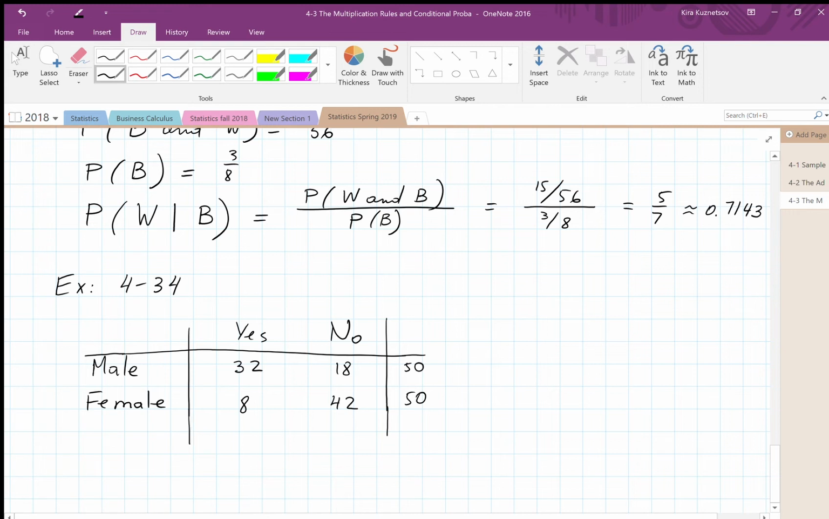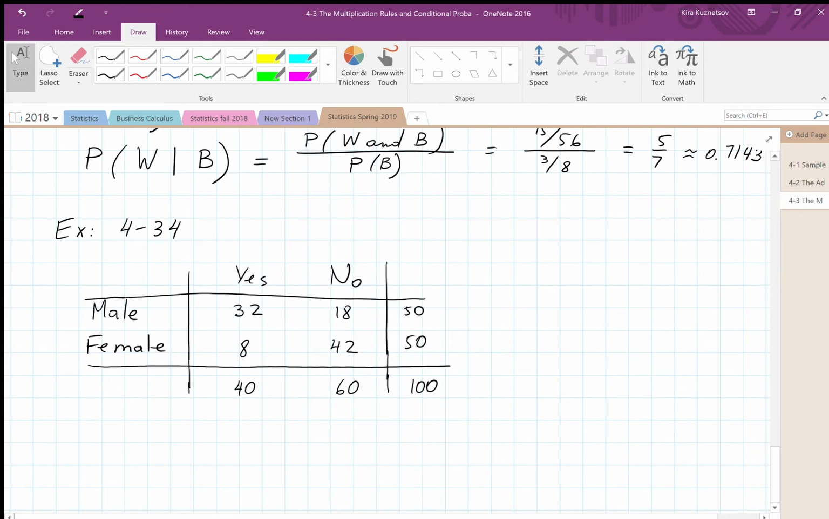Now what you want to do is you want to continue this two-way table and get the other totals. That means that 40 people said yes and 60 people said no, for the total of 100. Notice, if you add up the rows, 50 plus 50 is 100. If you add up the columns, 40 plus 60 is 100. So this grand total is represented right there.